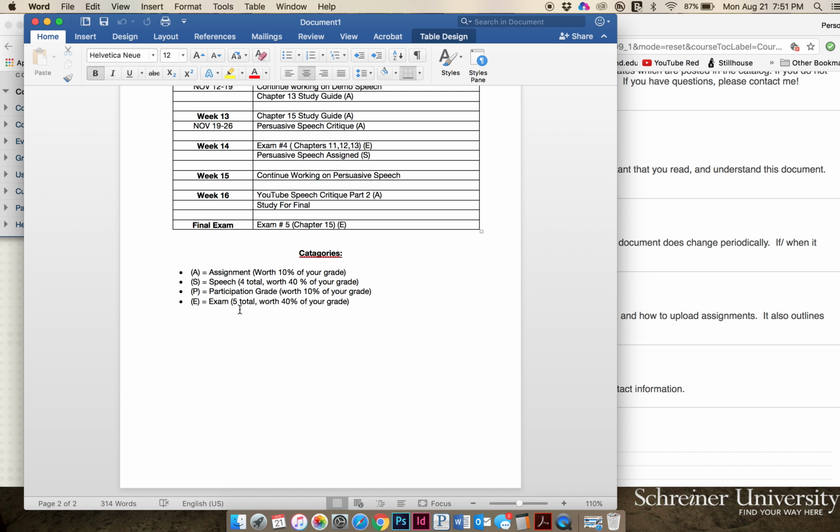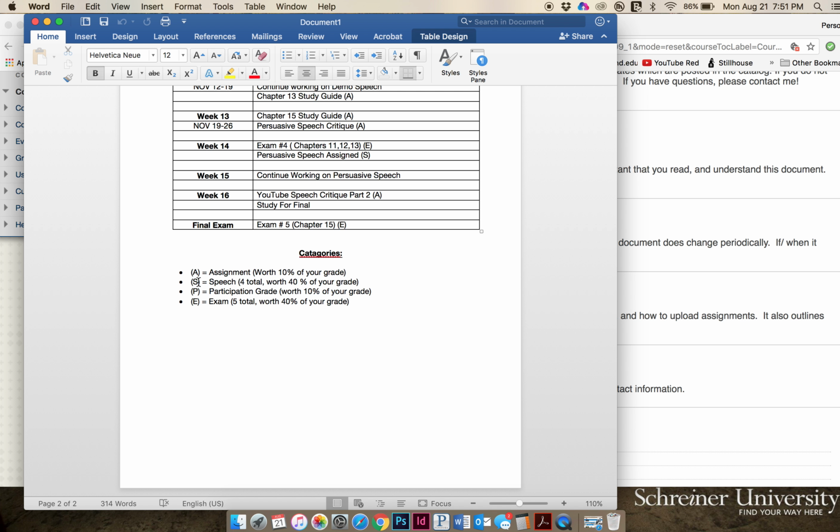So there are going to be 5 exams. They're all equally worth the same. This includes our midterm and our final. They're all worth 40% of your grade. If you miss 1 or 2, or do poorly on a few, it's going to hurt your average a lot.